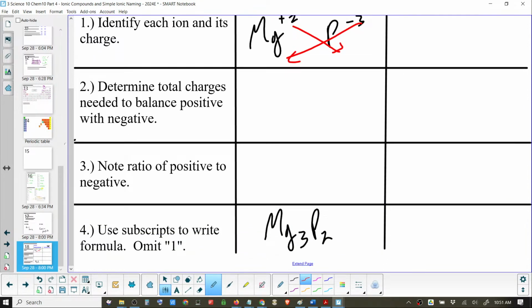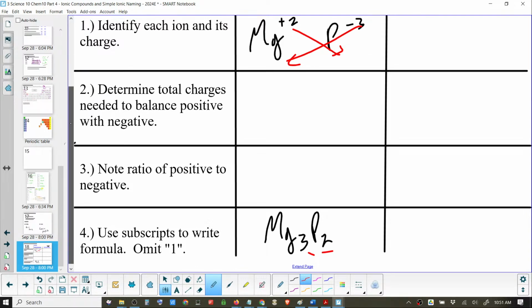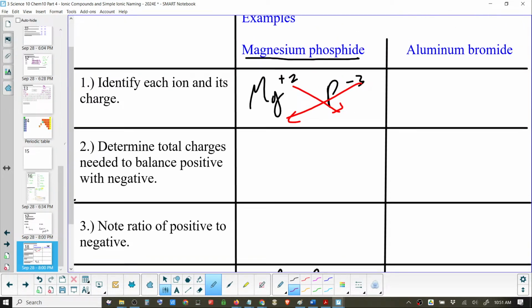And you get Mg3P2, and you look, can this be reduced? No. So you're done. The reason I have all this between steps is because I want you to understand the reason you're doing it. 2 and 3 both go into what number? 6. Is that called the lowest common multiple in math? So we need +6, and we need -6. That way we know that this needs 3 magnesiums, and this needs 2 phosphoruses to get +6. We note the ratio. We do that. Aluminum bromide.